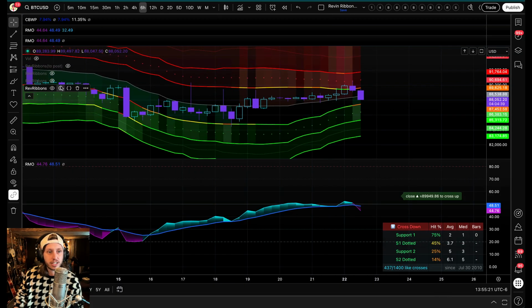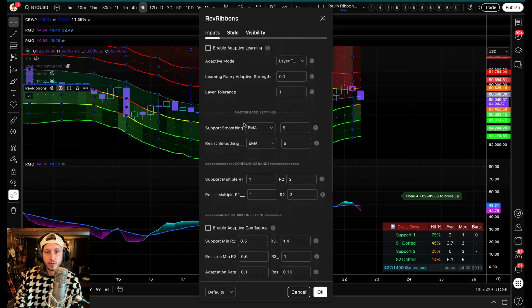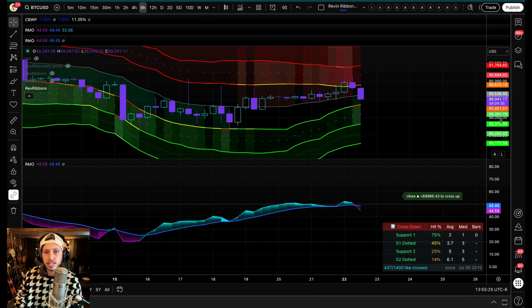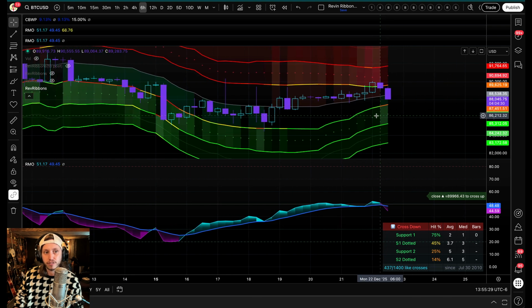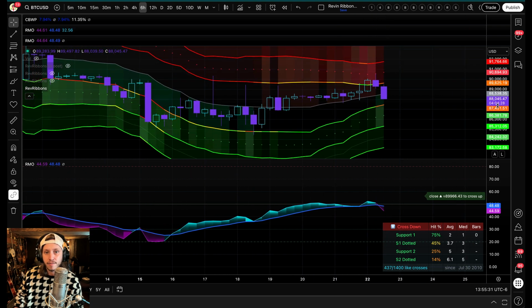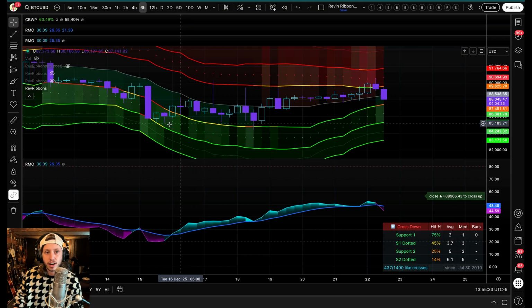This is just the default settings for the ribbons, and we did see some nice price action here. It looks like it works pretty well for the 6 hour time frame with very little changes to the settings. We saw way back in, let's see, December 15th, we saw a closure below the dotted midline, which to me meant bias to the downside. However, in the next bar it recovered that and closed above the dotted support line. So that means swing likely incoming to the upside.